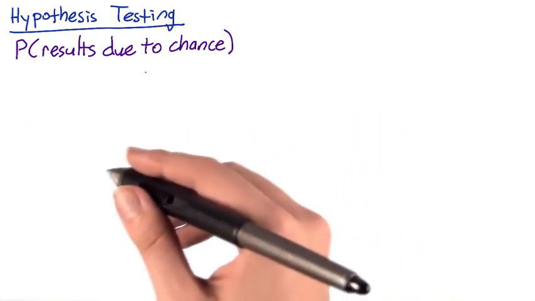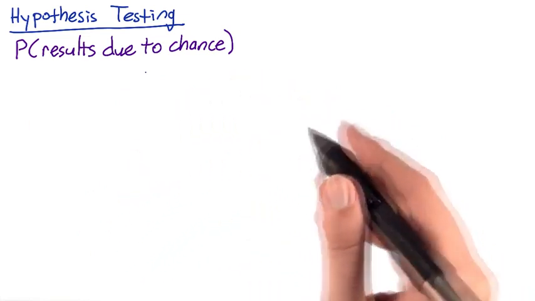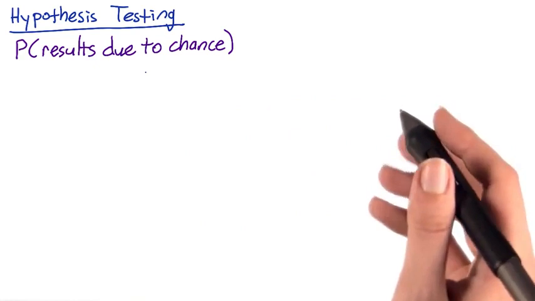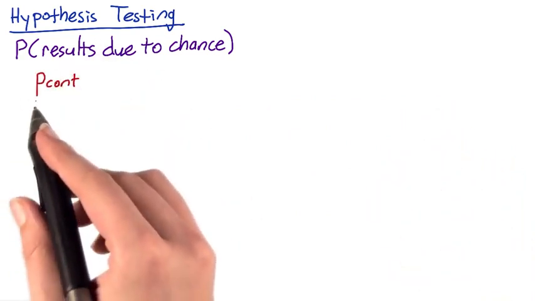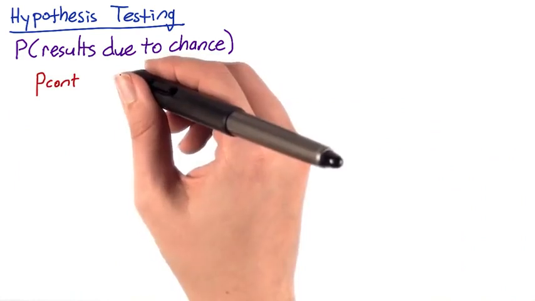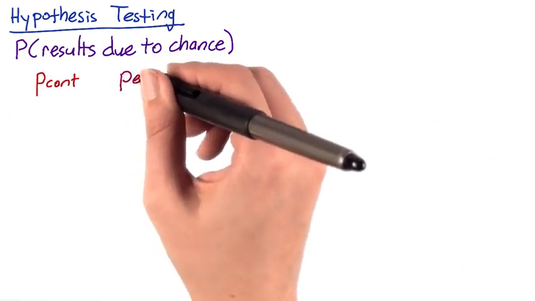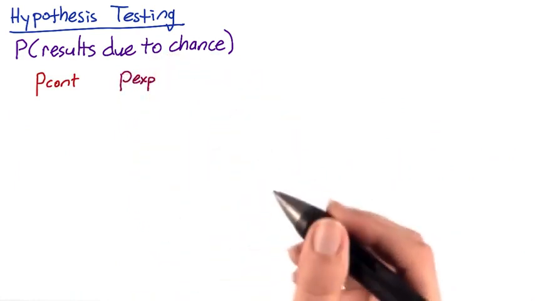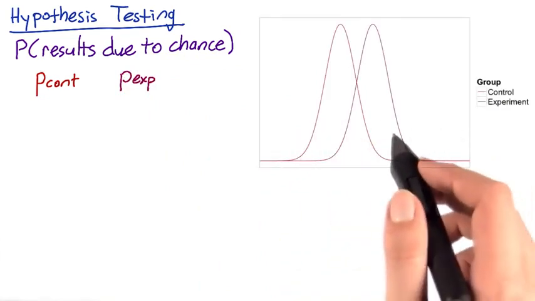We've already assumed that each group follows a binomial distribution, but the probabilities might be different for the two groups. I'll call the probability that someone in the control group clicks pcont, for control, and the probability that someone in the experiment group clicks pexp, for experiment. This potentially gives two different distributions.